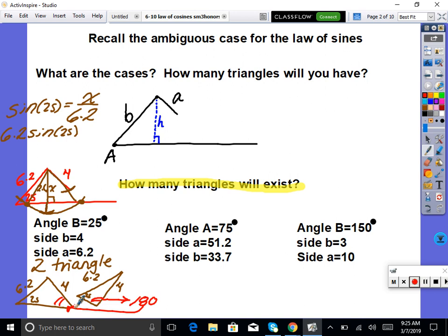Are we good with that? The hardest part is figuring out how many triangles exist. We won't finish that one off. But does that make sense? Okay, how many triangles exist here?